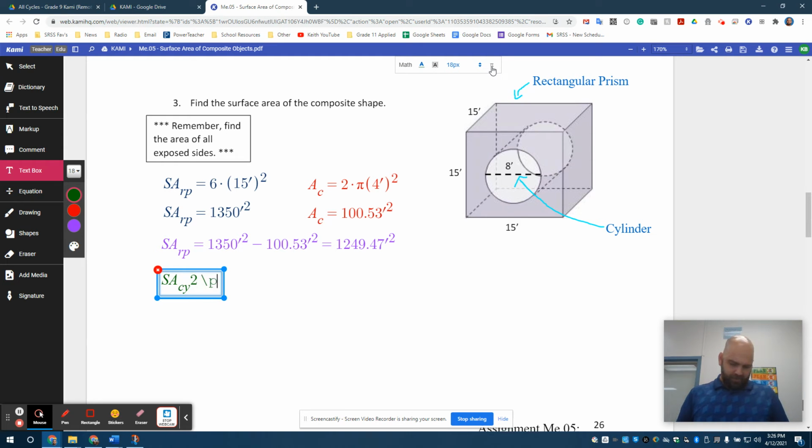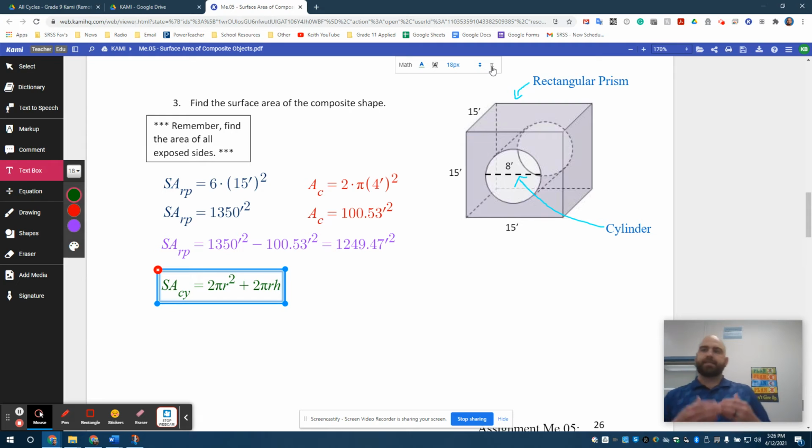is 2 pi r squared, and I will correct that right away by putting an equal sign there, plus 2 pi r h, where h is the height. Now in this case, it's kind of a length, but we can consider it a height as well.